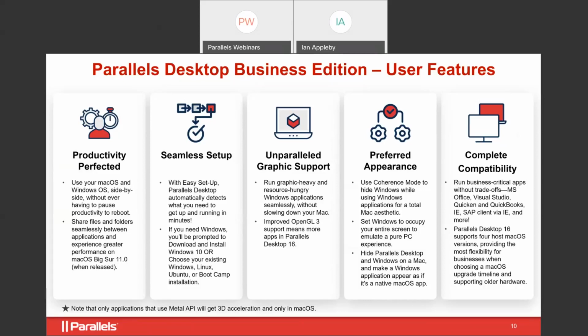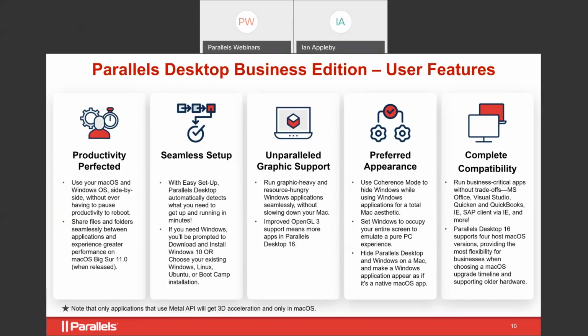Now, graphics, we've done a lot of work on this over the last 2 versions. We can run really graphic-heavy, resource-hungry Windows applications now on the Mac without slowing it down. In the last version, we released compatibility with Metal, so DirectX 11 applications will run very well. And in this version, we've got improved support for OpenGL3, so apps will run much faster.